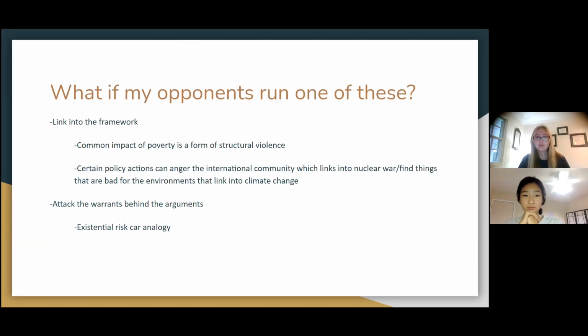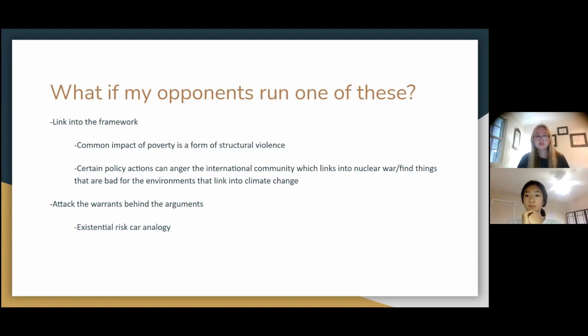Or certain policy actions can anger the international community, which could link into nuclear war. Or you could find things that are bad for the environment and then link into climate change. So you can just adjust your impact to fall under the framework, and then you can weigh it normally because you abide by the framework.